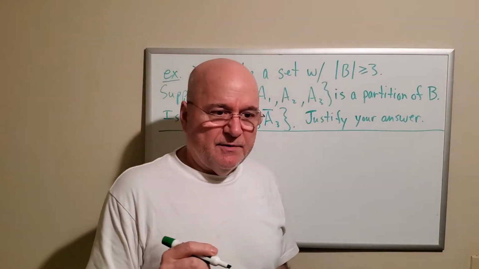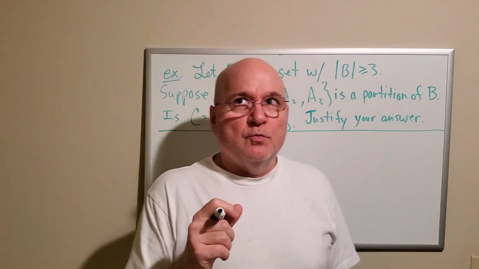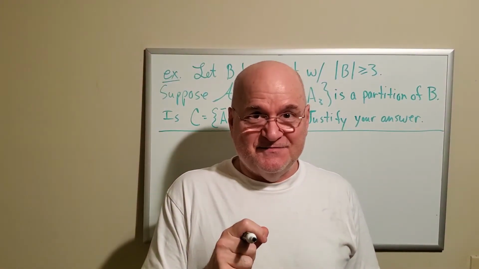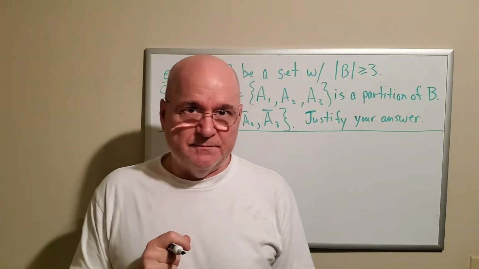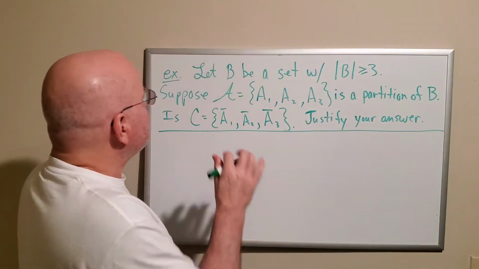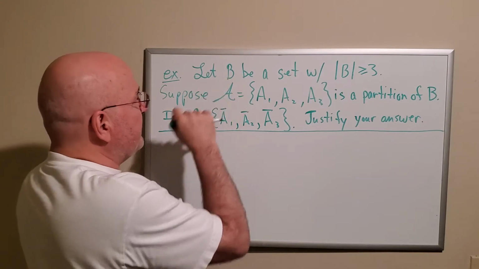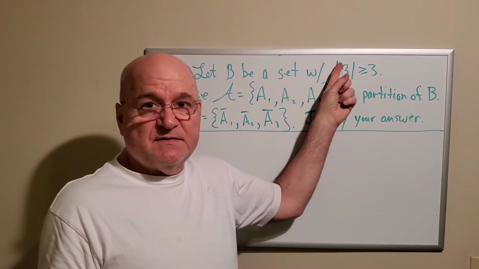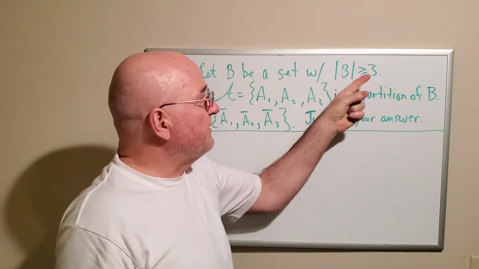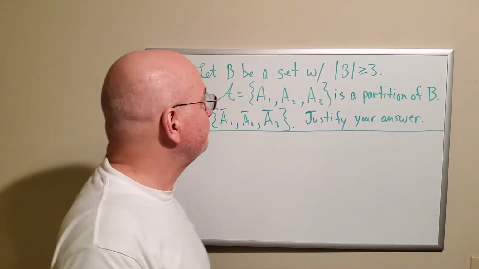In this next problem, we're not given the answer. It's kind of like one of those prove or disprove problems. We're given a set B, and remember what this means? It's the number of elements in the set B. So the number of elements is at least 3.